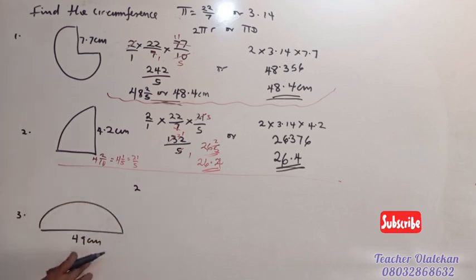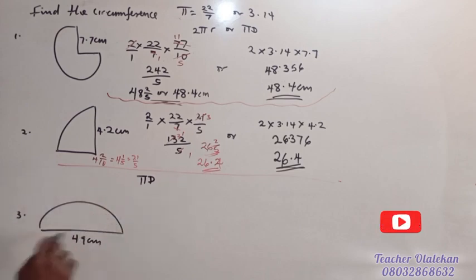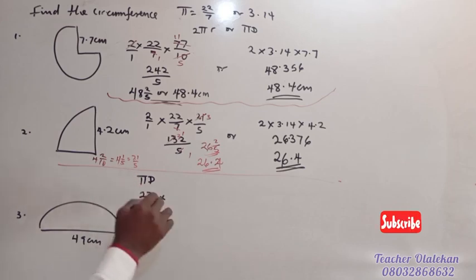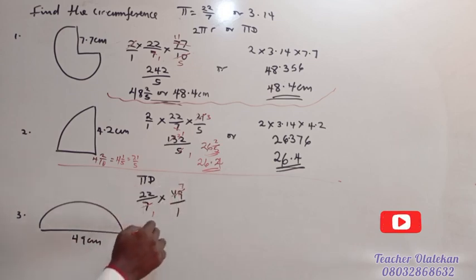We are using pi d for this. For this, you have to use pi d because what you have is a diameter. So that will be 22 over 7 times 49 over 1. Then you divide by 7. 7 here 1, 7 here 7, right? So 22 times 7 will be 154.